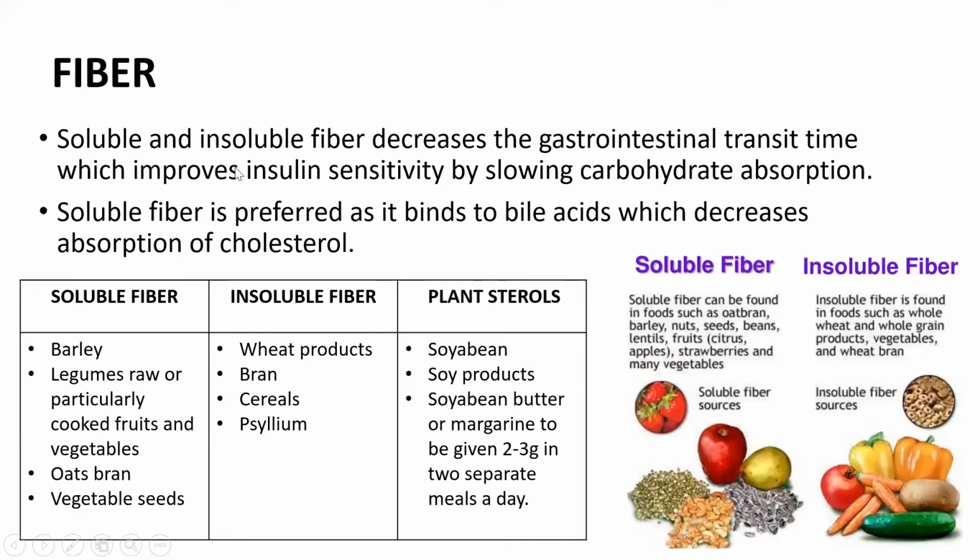Now the fiber. Soluble and insoluble fiber decrease the gastrointestinal transit time, which improves insulin sensitivity by slowing carbohydrate absorption. Soluble fiber is preferred, as it binds to bile acid and decreases absorption of cholesterol. Here are some examples of soluble fiber like barley, legumes, cooked fruits and vegetables, oat bran, vegetable seeds. Insoluble fibers are wheat products, bran, cereals, psyllium, and plant sterols, which are most important, like soybean, soy products, soybean butter, or margarine, that can be given 2 to 3 grams in separate meals of the day.